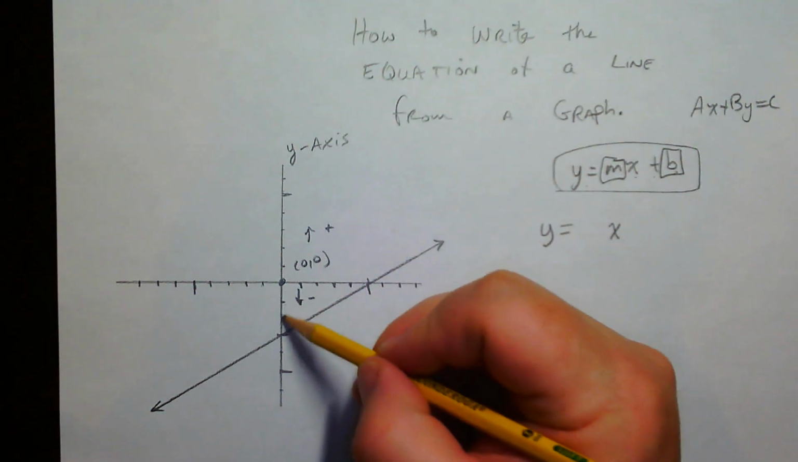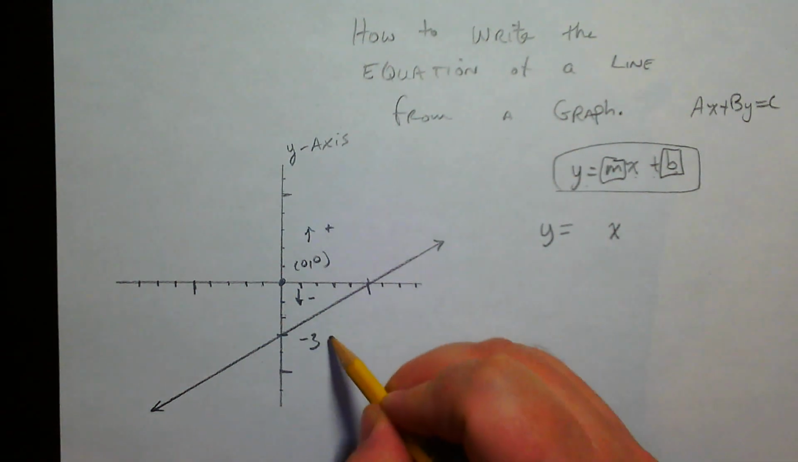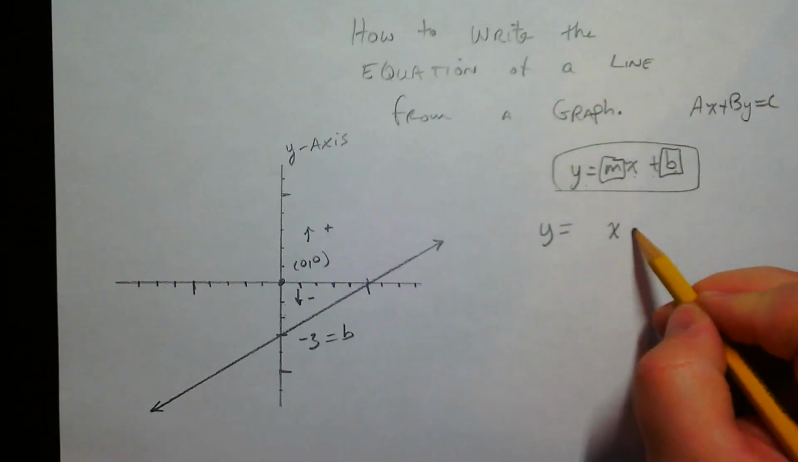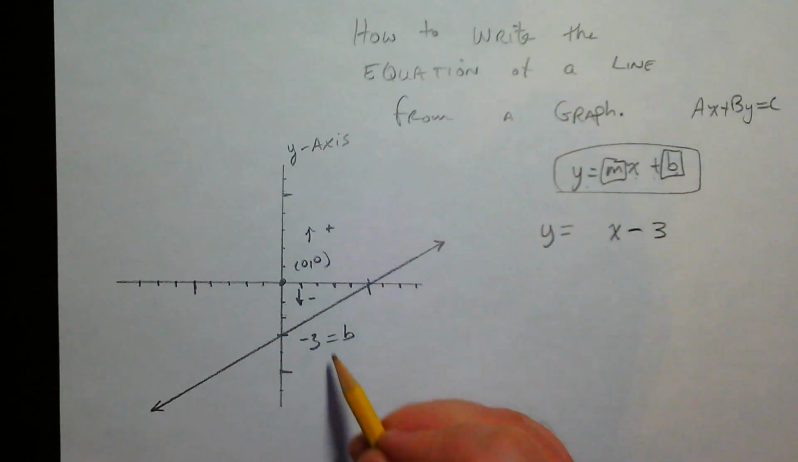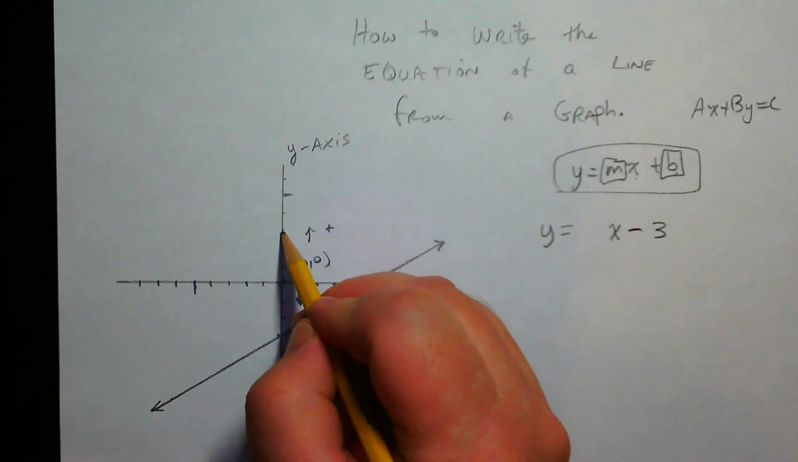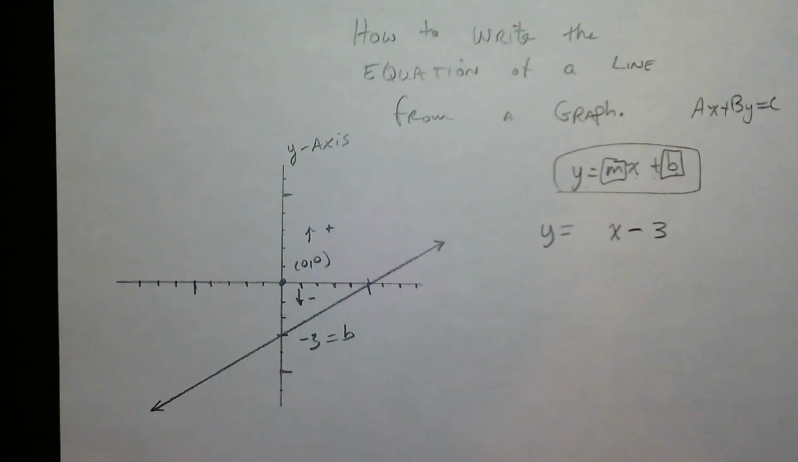It's 1, 2, 3 down. So that is negative 3. That's our b number right there. So we have a minus 3. The reason it's minus is because it was negative. If it was up here at positive 3, that'd be a plus. But it's minus. Okay, so now let's count our slope.